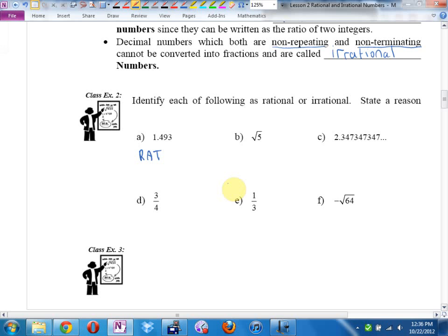Now, did you try it or did you figure it out ahead of time? Nice. Did you hear Brody? I think it's irrational. If the square root doesn't work out evenly, it's irrational. And I know root 5 doesn't work out evenly. Root 4 is rational. Root 9 is rational. Root 5, root 6, root 7.